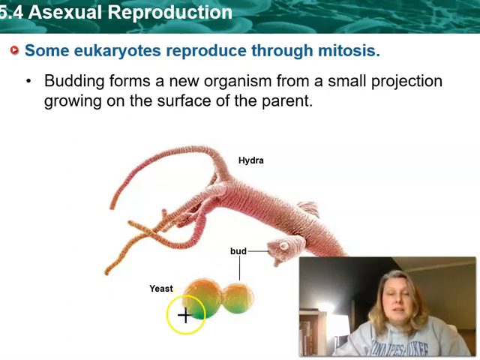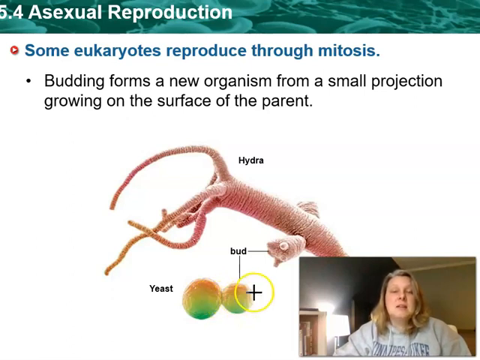Yeast are also eukaryotes. They go through budding, so a small miniature version will bud off of the yeast and then separate and go on with its life cycle.